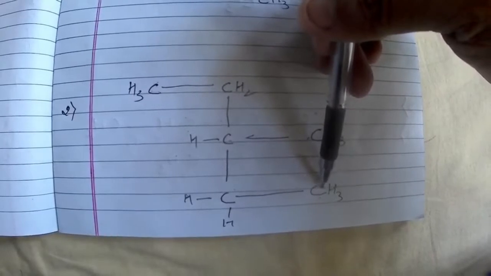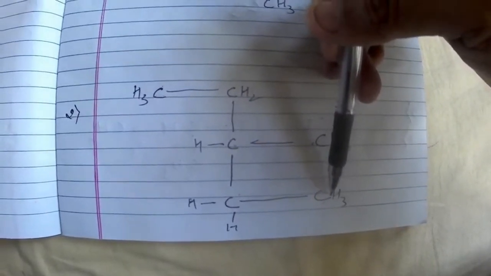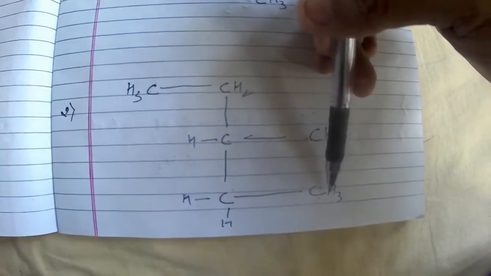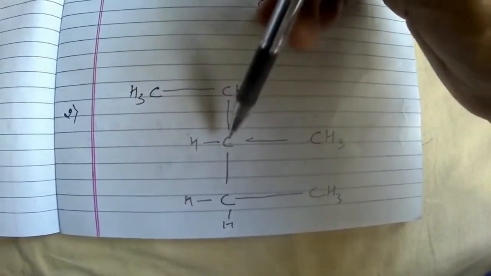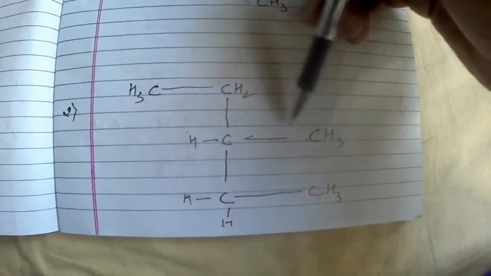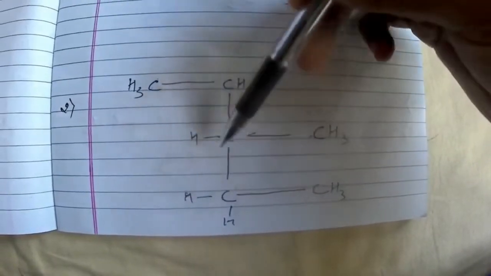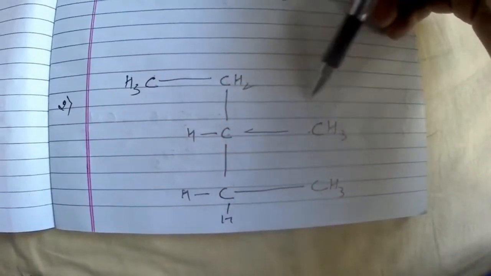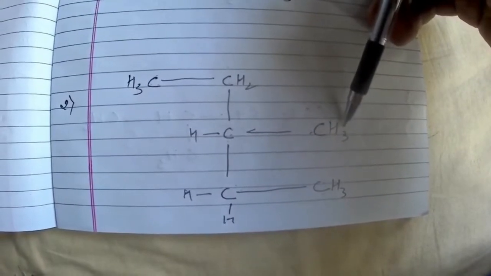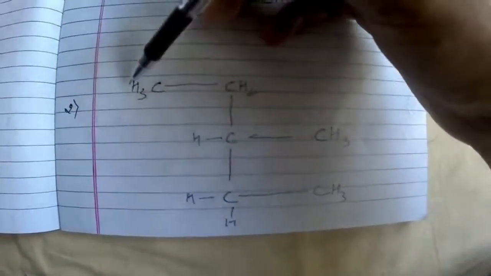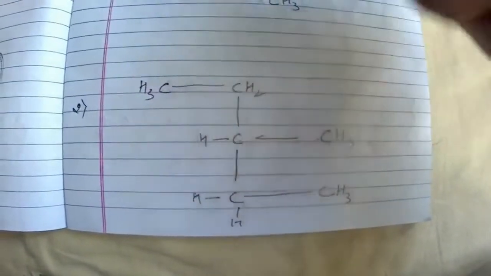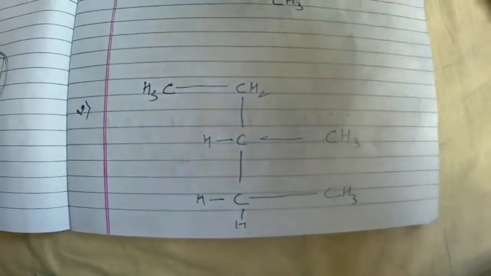Now you have to number the chain from that side from where the substituent is coming first. So 1, 2, 3. On this number 3 the substituent is coming. If we number from this side 1, 2 and 3, then once again the substituent is coming on carbon number 3. So in this type of chain, we can number from any side. No problem in this kind of chain. Okay, let's move to the next.